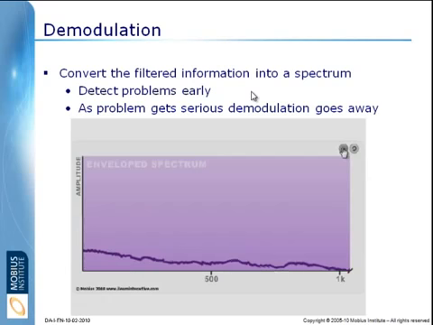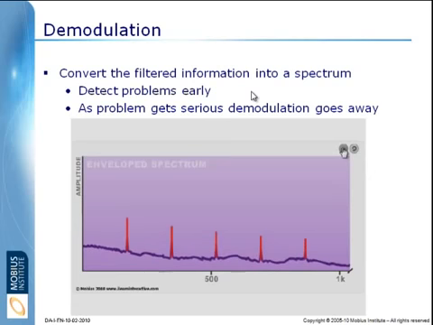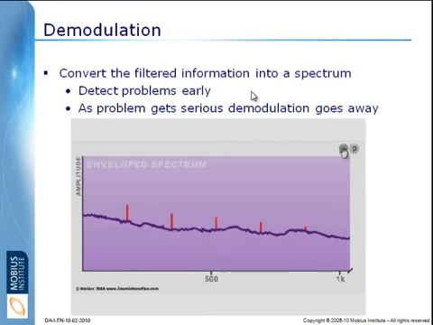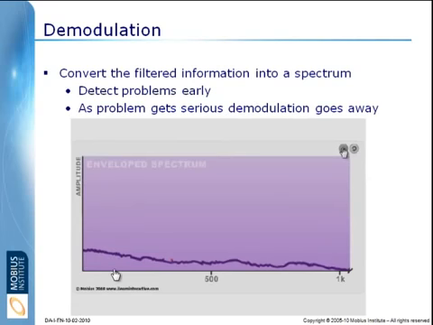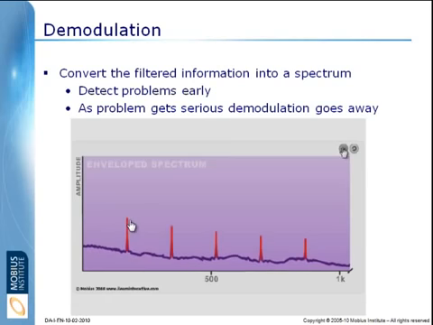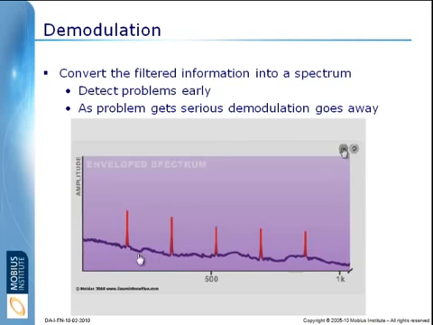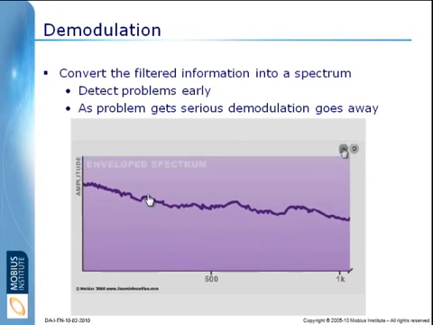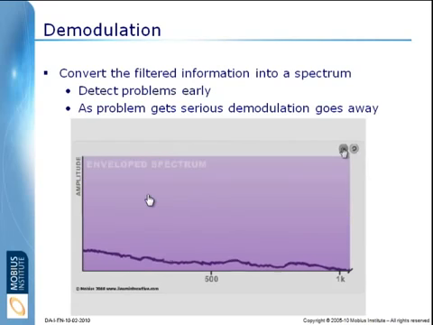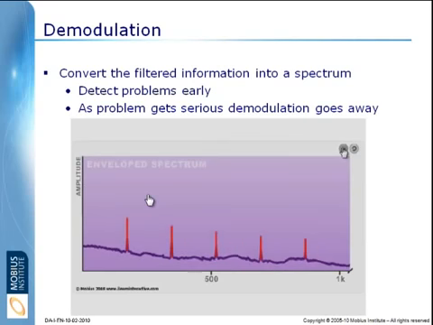Now, because we're filtering out all that other noise, we can detect problems very early with this technique, even a year or more before the problem really needs to be attended to. On the other hand, as the problem gets worse, and that's what we're seeing down here, these peaks will get higher and higher, but as it gets really bad, the noise down here will begin to rise until we're left with only noise, which is to say the demodulation goes away. So as the problem gets worse, we will not see usable information in the demodulated spectrum.